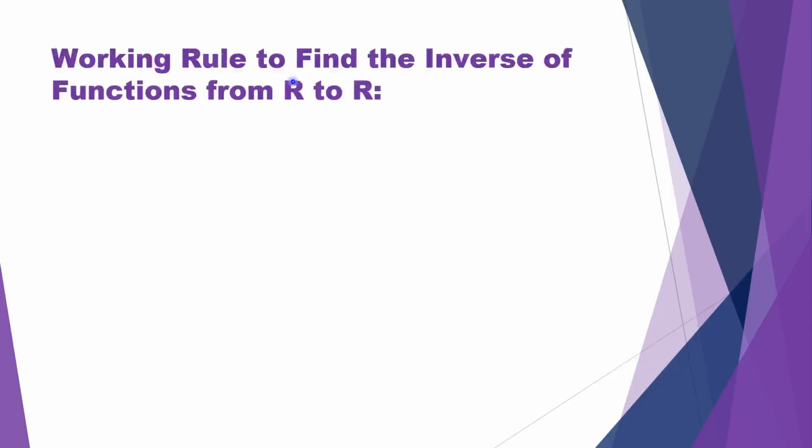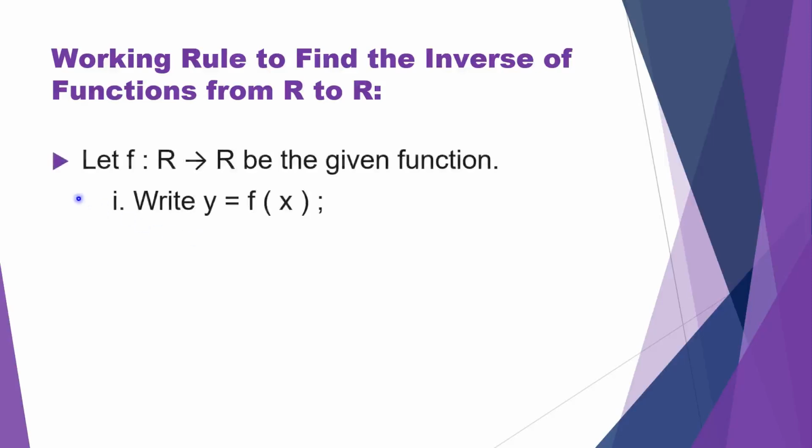Working rule to find the inverse of functions from R to R. So in the model sums வந்து 5 marks கேட்பாங்க. So first you have to follow this rules. Let us see the rules. First one is let f from R to R be the given function. The first step is write y equal to f of x. கொடுத்திருக்கிற function y equal to f of x ன்னு எழுதணும்.